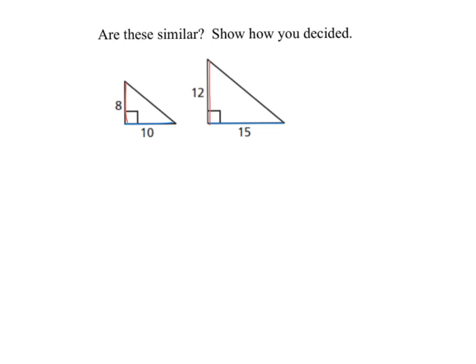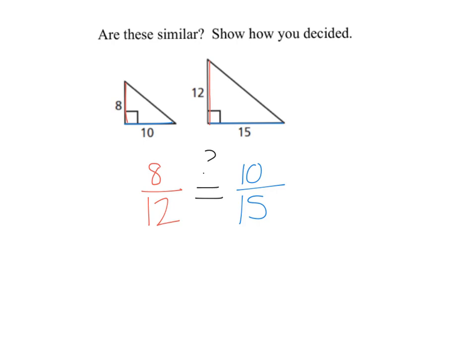The next thing I'll do is write a proportion with those corresponding sides. So I'm going to take the short side, or the height of the small triangle, over the height of the large triangle, and see if that equals the base of the small triangle over the base of the large triangle. So I'm lining up those matching, or corresponding, sides.